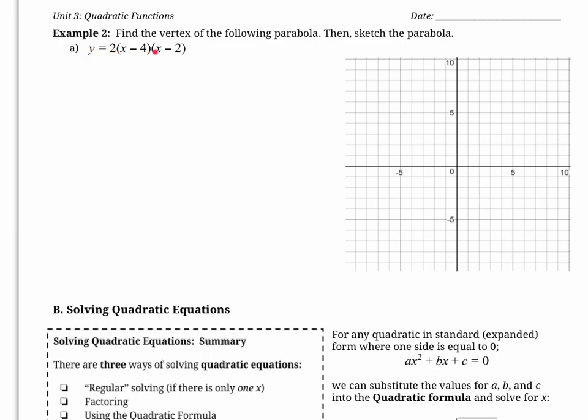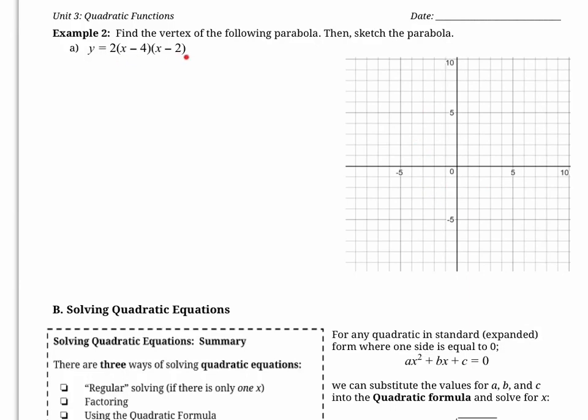So we have this equation of a parabola. We know it's going to be quadratic because the degree is going to be 2 if we expand it. It says find the vertex of the parabola. All right, how are we going to find this vertex? First of all, we know that this parabola is going to open up because the a value is positive, so it's going to look something like this. It's going to open up.